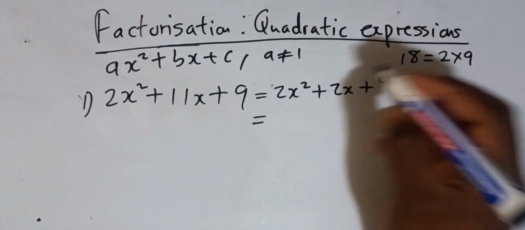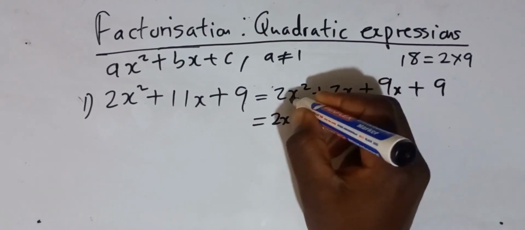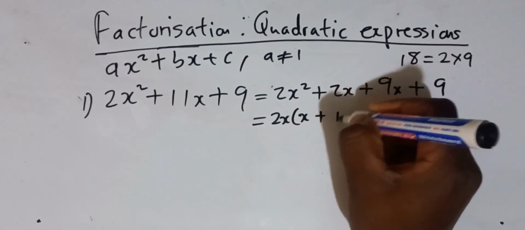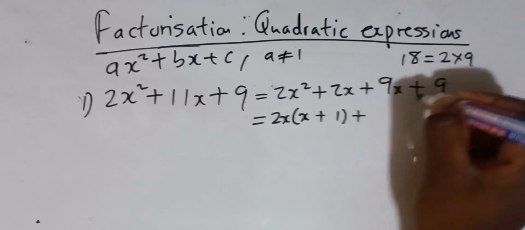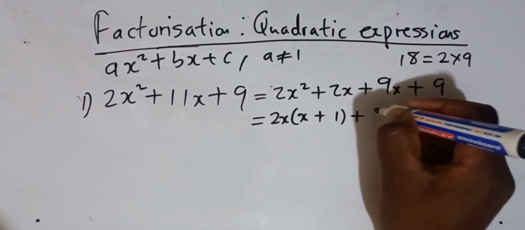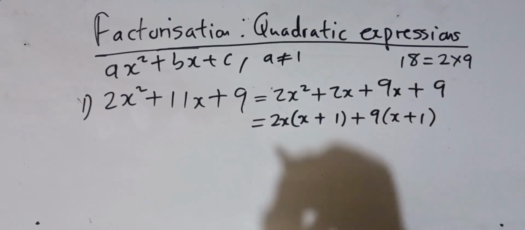So first, on the first two terms, we factor out 2x. Where there's 2x squared, we remain with x plus. Where there's 2x, we remain with 1. Then on the last two terms, the common factor is 9, so we factor out 9. We remain with x plus 1 again.